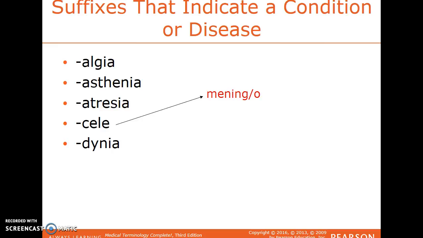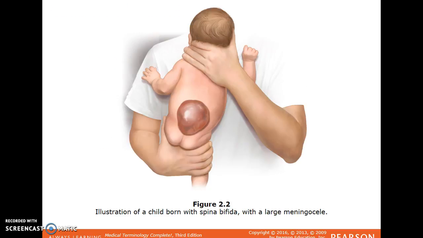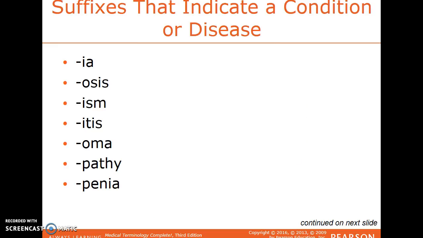So cele, meningo, we just talked about that. Hernia of the membrane, meningocele. Here's a picture of a baby born with spina bifida, which is a large meningocele. So suffixes that indicate a condition or disease.